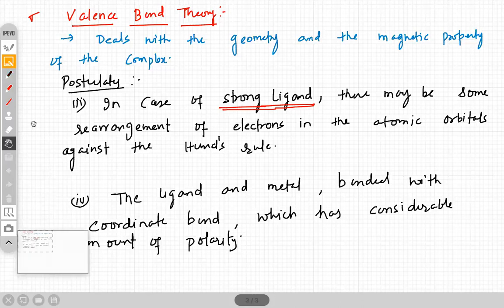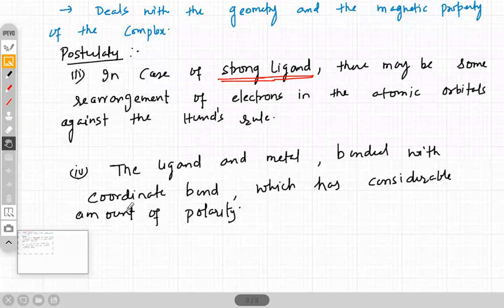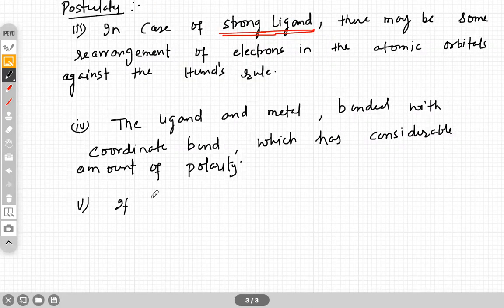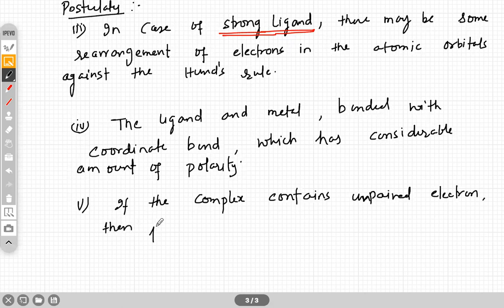Now, the last point here is the same thing. If the complex contains unpaired electrons, then it is paramagnetic, otherwise diamagnetic. Diamagnetic if all electrons are paired. So the third point is the new thing we have here. Otherwise, you know all the other things, easy, right?